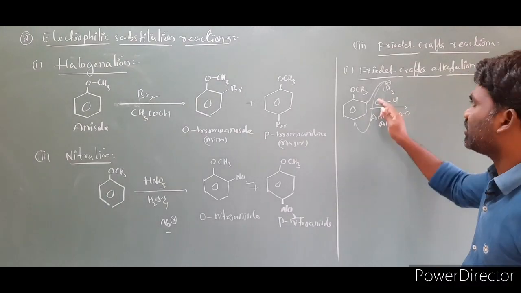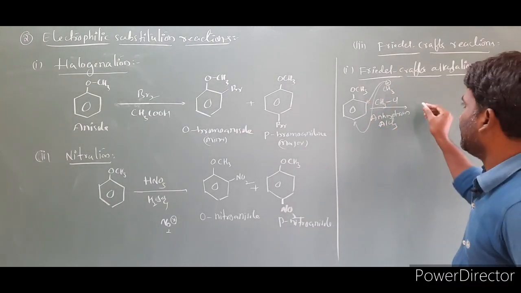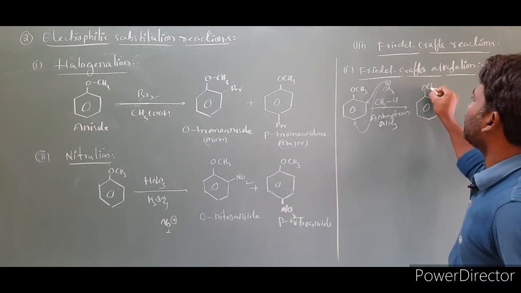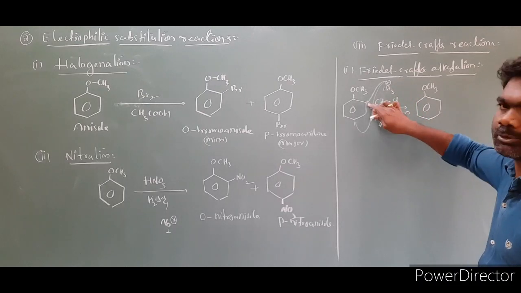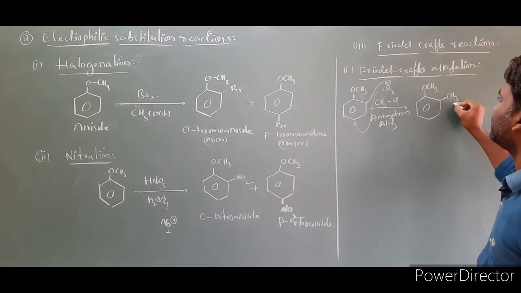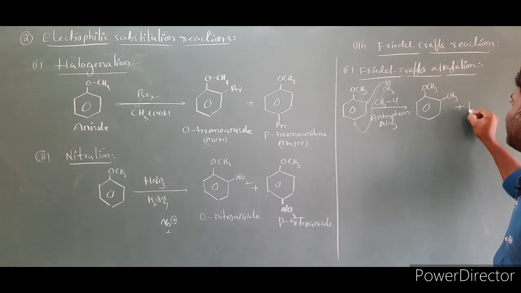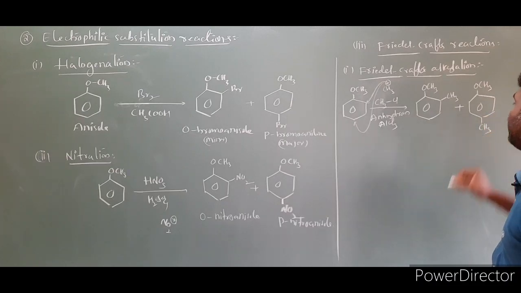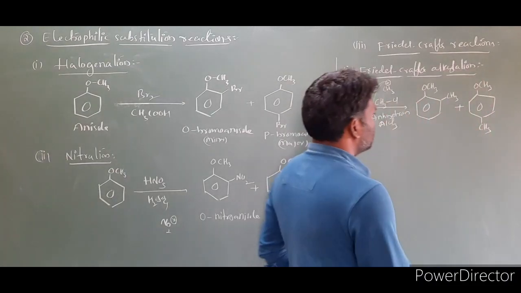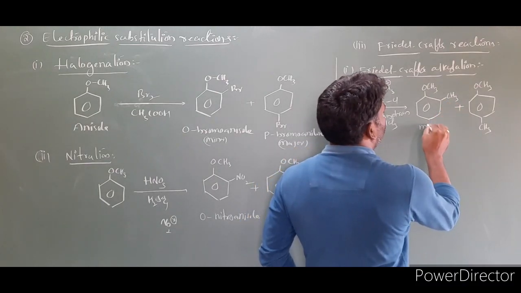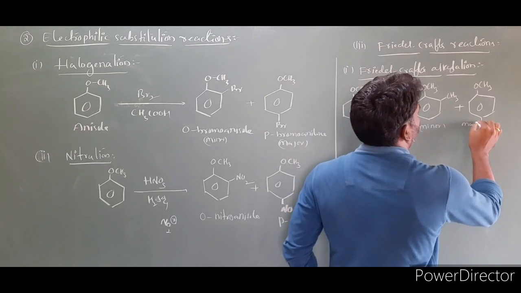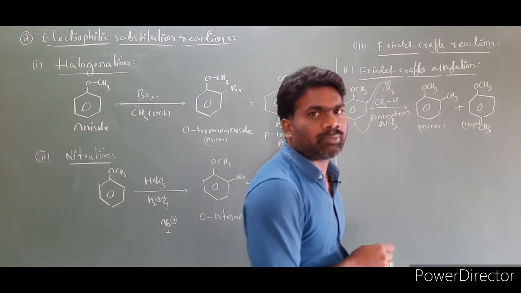Already we have seen this in electrophilic substitution reactions, the resonance structures. Then one product is OCH3 with a methyl group substituted at the ortho position, plus another product with a methyl group and OCH3 at the para position. These are the two products formed. So the ortho product is minor. Already we know this is the minor product and this is the major product. The para product is major.